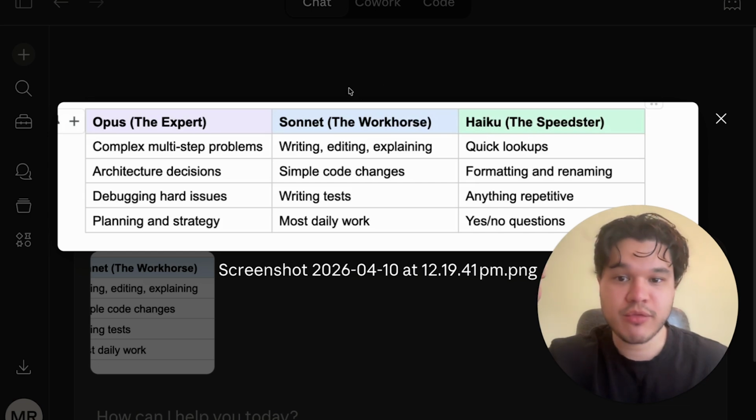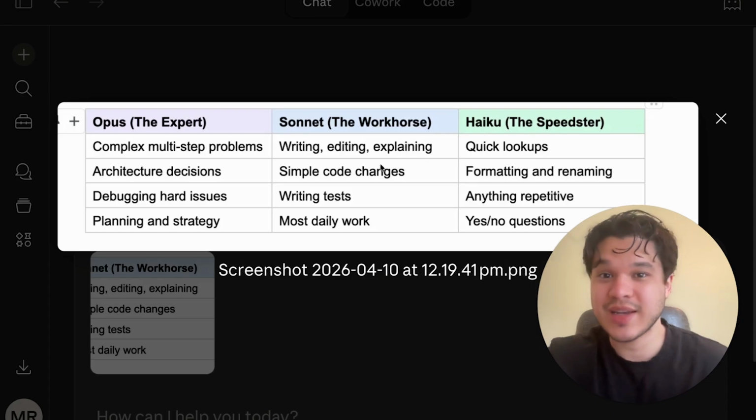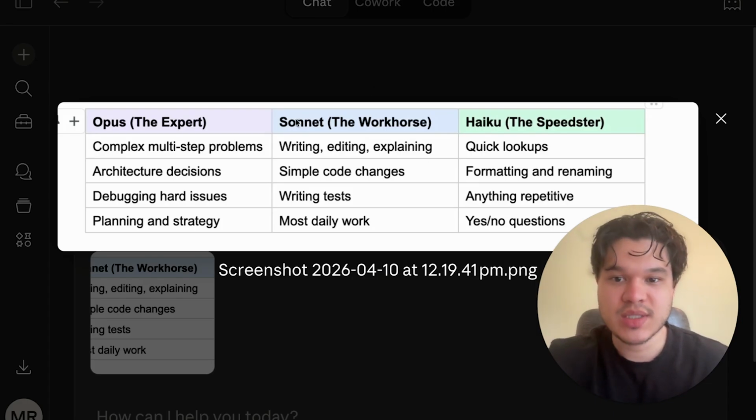Sonnet is obviously the workhorse. So this is great for writing, editing, explaining, right? Again, the CEO could do this. They definitely have the talent to do it, but again, it's probably a bit of a waste of time. So instead, we're going to use Sonnet for writing, editing, and explaining. Simple code changes. So instead of having the CEO do the code changes, we just have Sonnet do it. Writing tests, and most daily work. So this now becomes the daily driver.